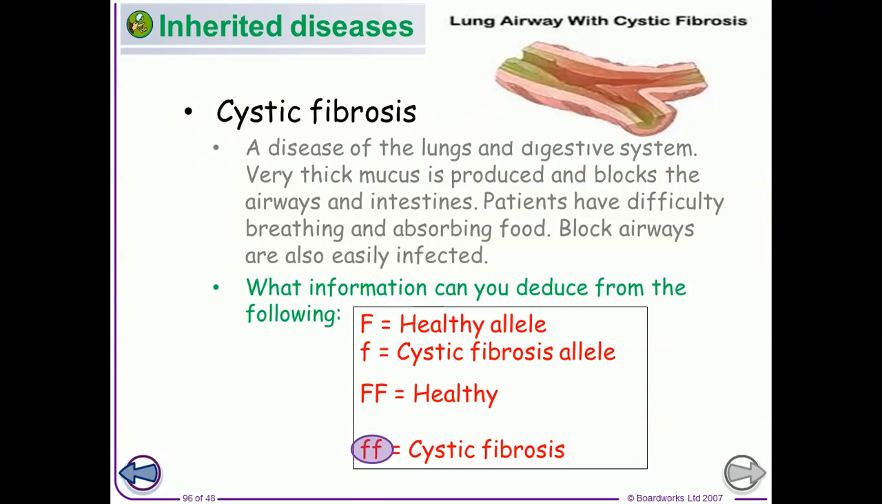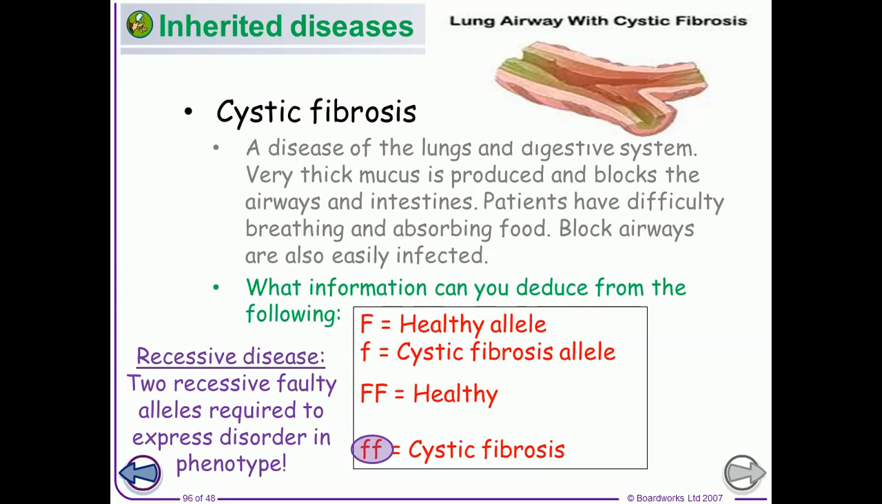Cystic fibrosis is different because if you look at the bottom, there are 2 lowercase f for someone who's got cystic fibrosis. That means that you need 2 copies of the cystic fibrosis allele to express it, and this means that cystic fibrosis is a recessive disease. So 2 recessive faulty alleles are required to express the disorder in the phenotype. So this is different to Huntington's disease where only 1 copy was required because it was a dominant disease. Here, 2 copies of the faulty alleles are required because it's a recessive disease.